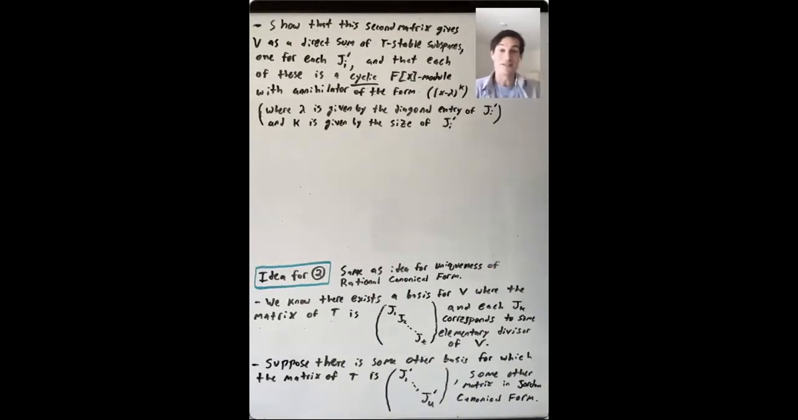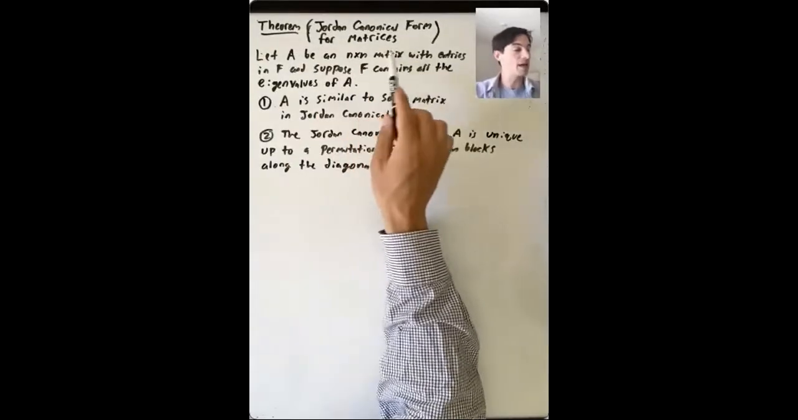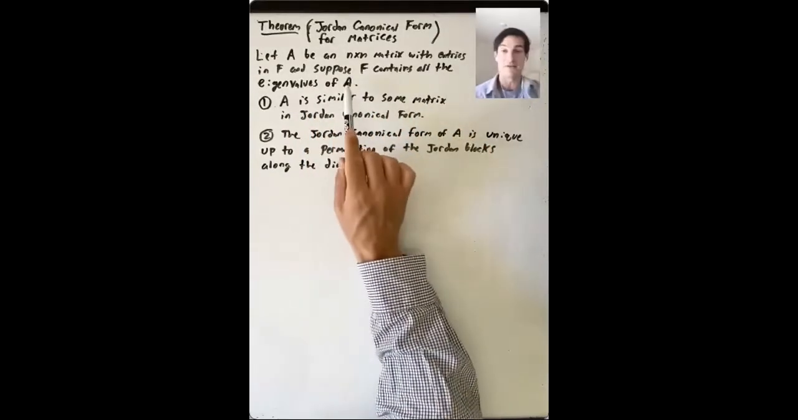And then we've said what it means for a linear transformation to have a Jordan canonical form. Well, what about for a matrix? The last thing we'll do in this video is talk about Jordan canonical forms for matrices, just like we talked about Jordan canonical forms for linear transformations. And the idea is that these statements follow directly from the corresponding statements for linear transformations. So what's the setting? Let's say that A is an n by n matrix with entries in F, and we want to suppose that F contains all of the eigenvalues of A.